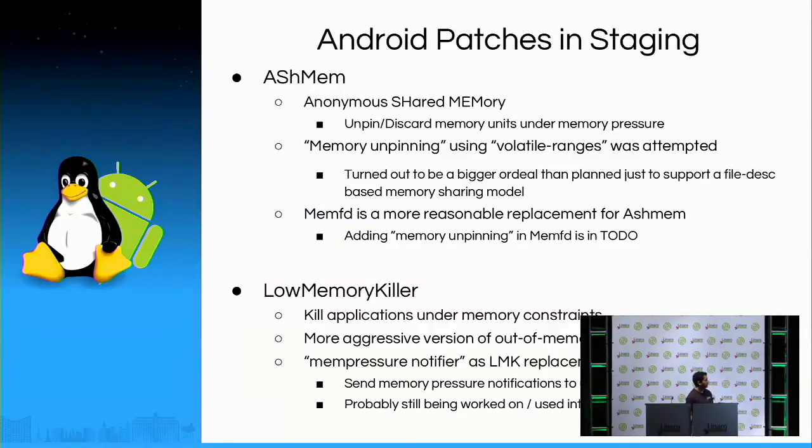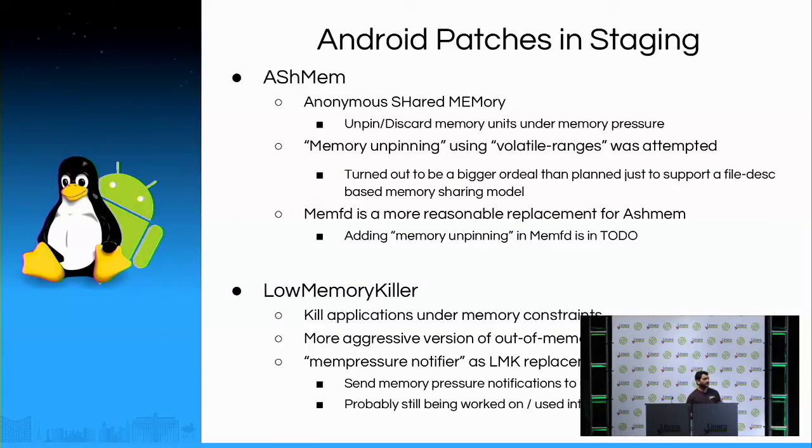Then we have the low memory killer feature in the staging tree, which you can compare with the out of memory killer feature which is there in the mainline tree, but it is more aggressive in nature. Out of memory killer kicks in when Android completely runs out of memory pages, whereas low memory killer doesn't wait for that long. It just kicks in way too early. So that's what it does.